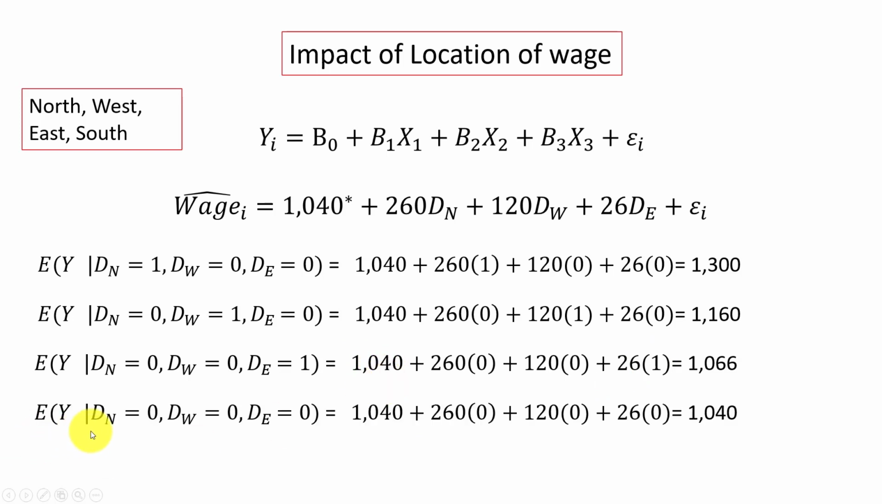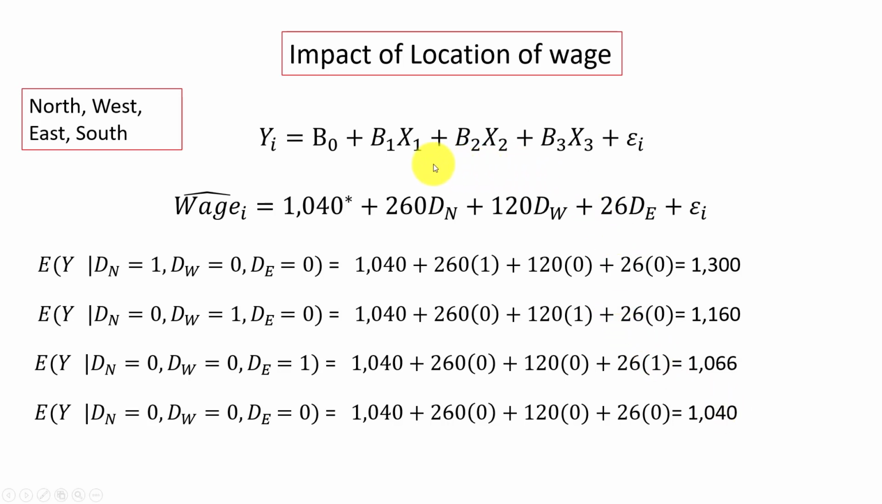What about the south? If all become 0, then that means south is having the value of 1. So these all would be 0, and we would be left with beta naught, which is 1040, the constant term. So that means the person working in south would have an expected wage of 1040. This is what we mean when we say that the estimated value of the omitted category is in the constant term.